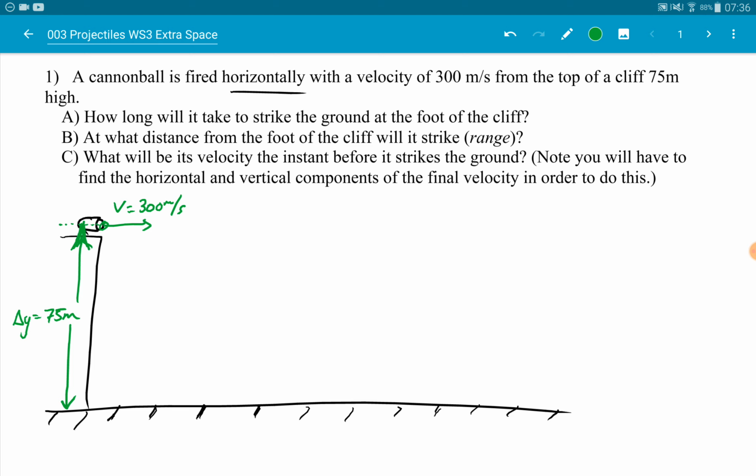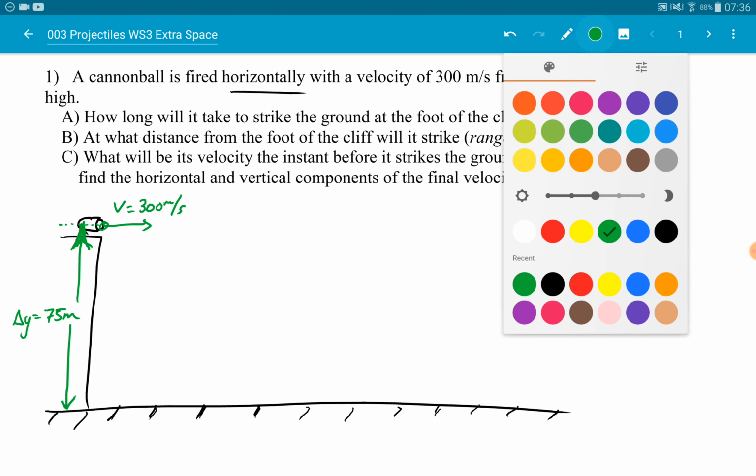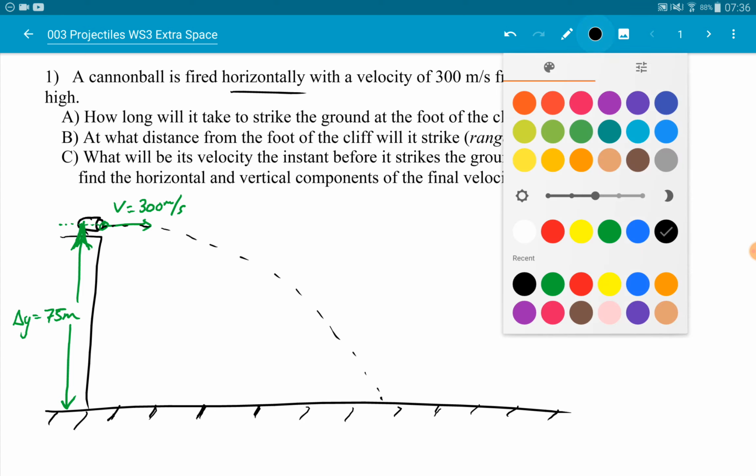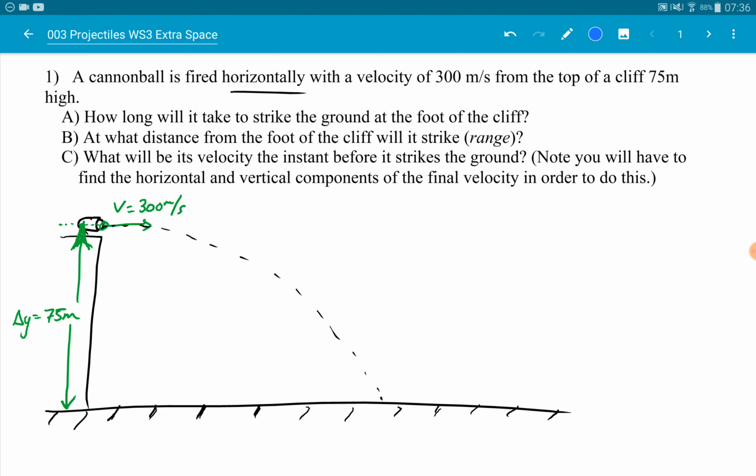How long will it take the cannonball to strike the ground at the foot of the cliff? So I'm going to draw the general path that this thing is going to take. It's going to be some parabolic shape. At what distance from the foot of the cliff will it land? What is its range? Let's do that in green there.